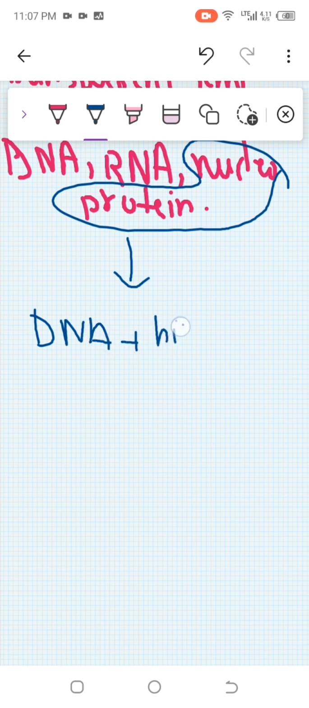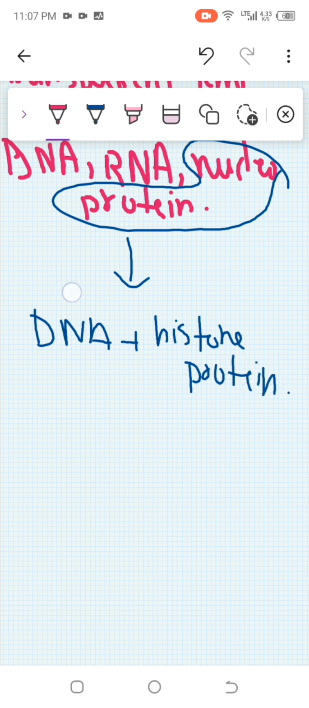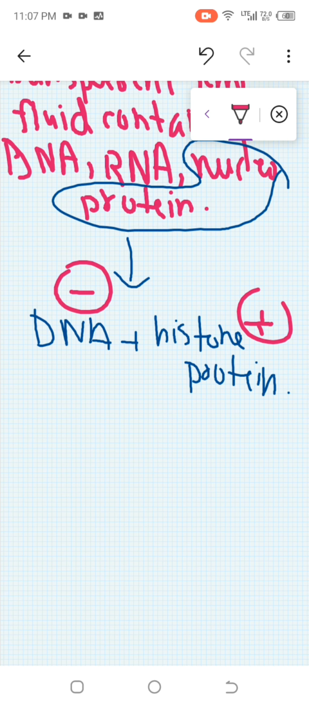DNA plus histone protein is called nucleoprotein. Here DNA has a negative charge, whereas histone protein has a positive charge. Just remember this. Histone proteins are basic proteins which are rich in lysine. The nucleoplasm also contains various enzymes for replication, transcription, post-transcriptional modification and RNA transportation. So it contains multiple enzymes.